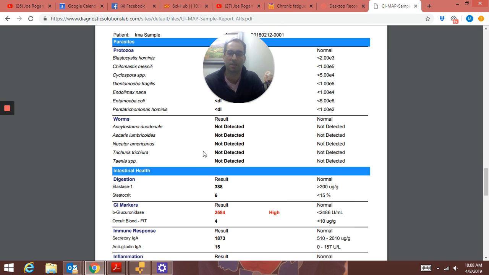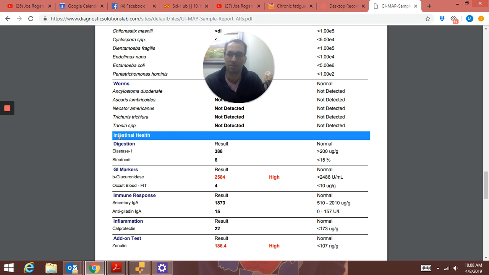Then we get to the digestive function. So at the end of the day, you see here I keep saying she. I'm going to use she from now on. But, digestive function, elastase 1 is basically how you digest proteins. You'll see she's at 388, which the reference value here says is fine. Personally, I like to see that around 500.